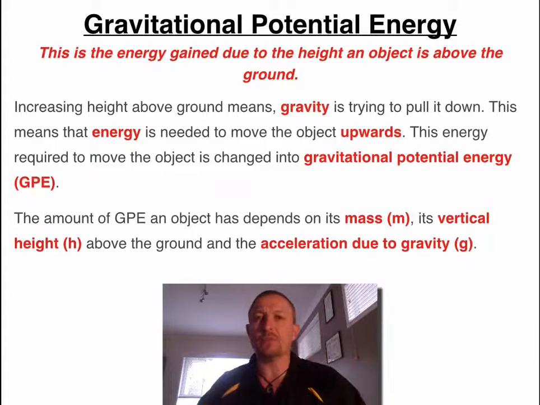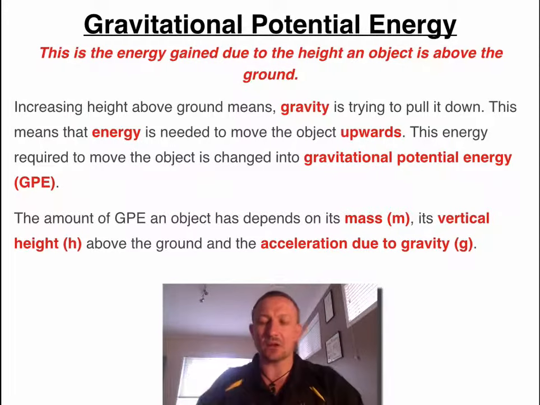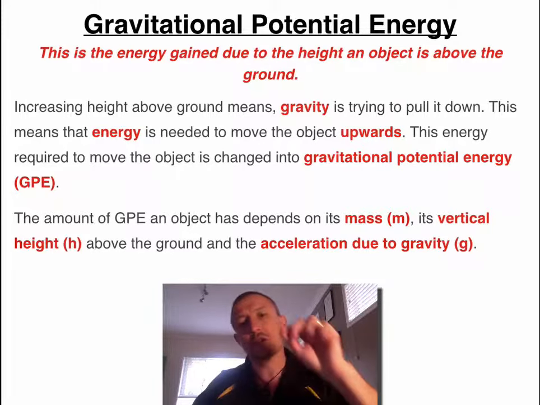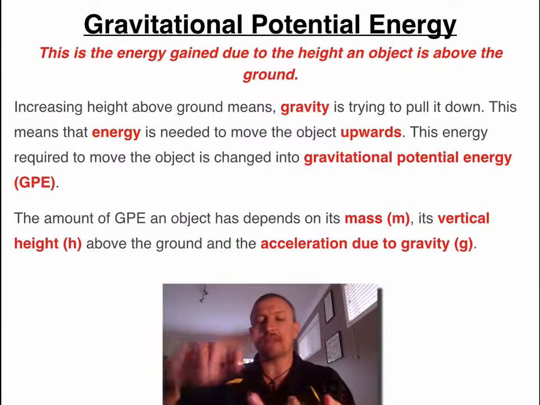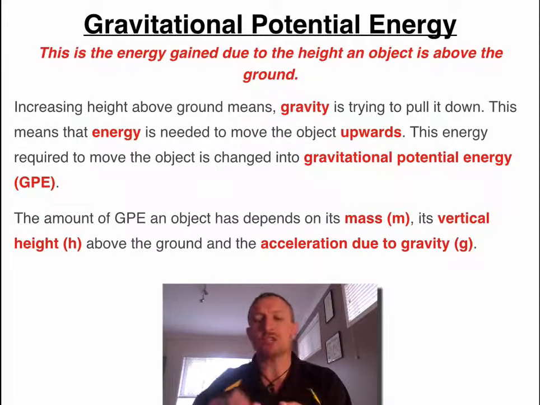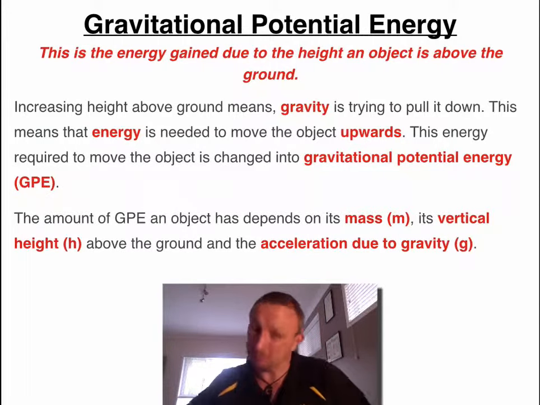There are 3 variables which are going to be involved in calculating the amount of gravitational potential energy we've got. It's the mass of the object, how much matter we've got, the height that we're going to raise it, and also the acceleration due to gravity, or g. So mass is given the symbol m, height that it's raised above the ground is given the symbol h, and the acceleration due to gravity is given the symbol g. g, gravity, makes sense.